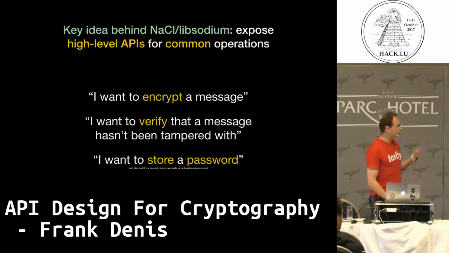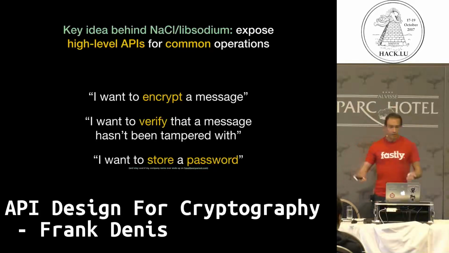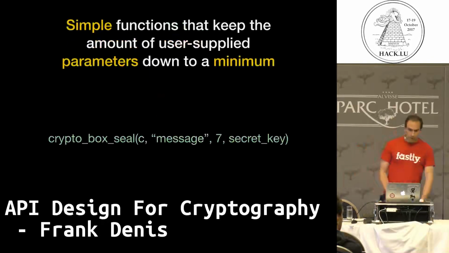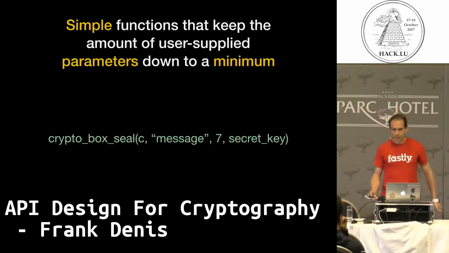So the key idea behind Knuckle and then Sodium is to not expose low-level operations. Like for hashing, instead of exposing a function which is like SHA-256, you expose a function that says hash, or encrypt, verify, sign. So you express what you want to do, not a specific function name to do it. And you keep the number of parameters down to a minimum. As a designer, you choose safe defaults, and it's going to make application developers' life easier, especially if they're not very familiar with crypto. And it's going to be more difficult to shoot yourself in the foot.